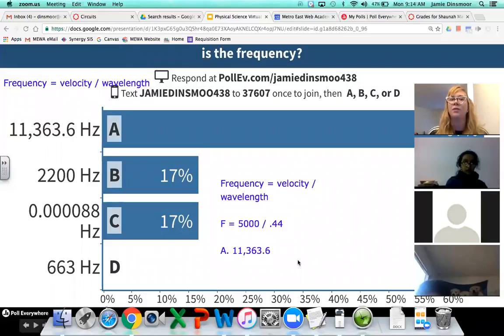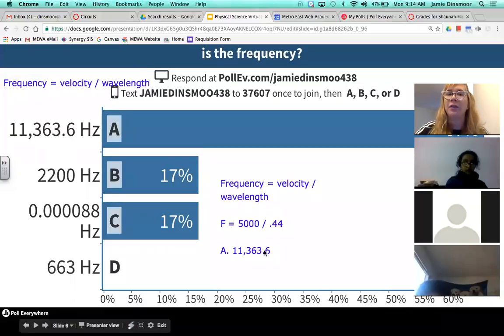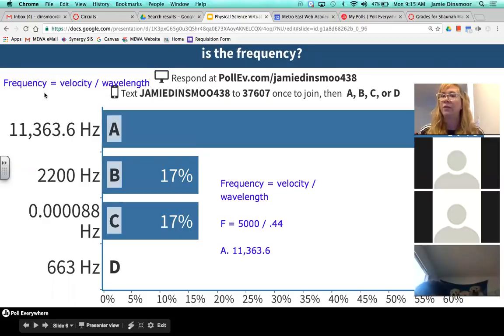So our answer was 11,363.6. And then what? Put the unit there. It should be hertz for the units. Right, so basically for these kinds of problems, which you're really not going to see too much in this course, I just want you to understand there is a relationship between the wavelength, the velocity, and the frequency, right? There is this mathematical relationship, and that is how, when you study waves in more detail, you would get to do that.